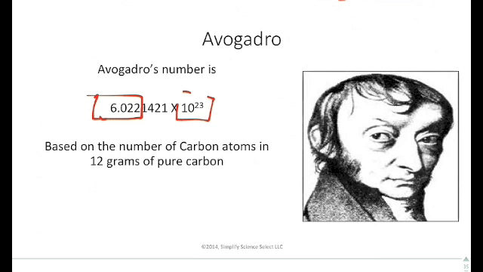And that is based on the number of atoms that are present in 12 grams of pure carbon, and it should say pure carbon 12. So there is an experimental basis for the idea of Avogadro's number.